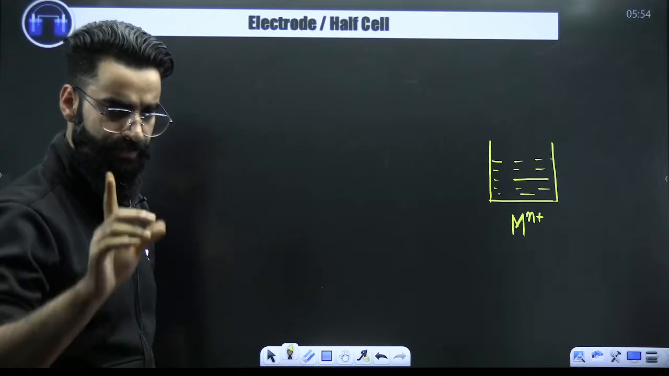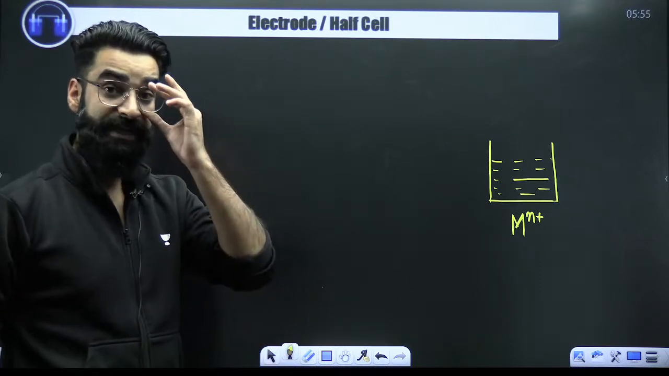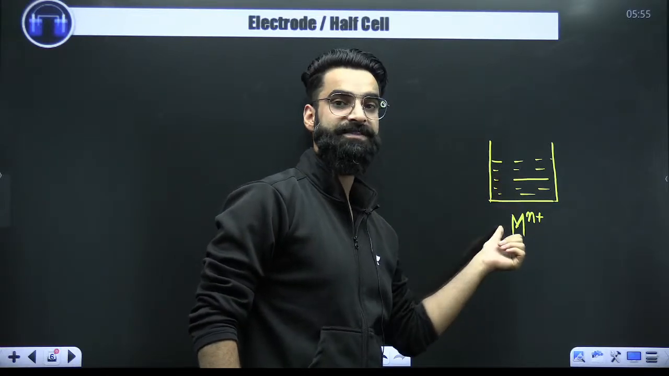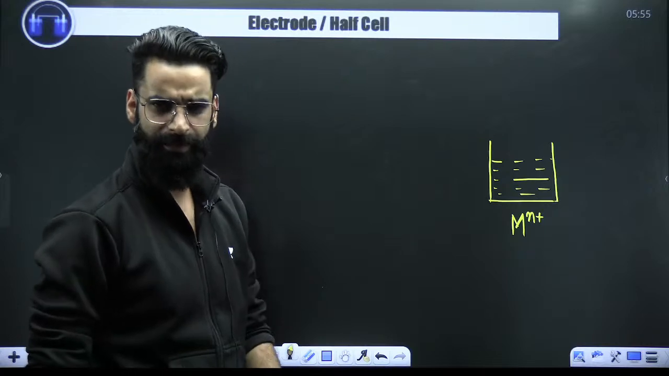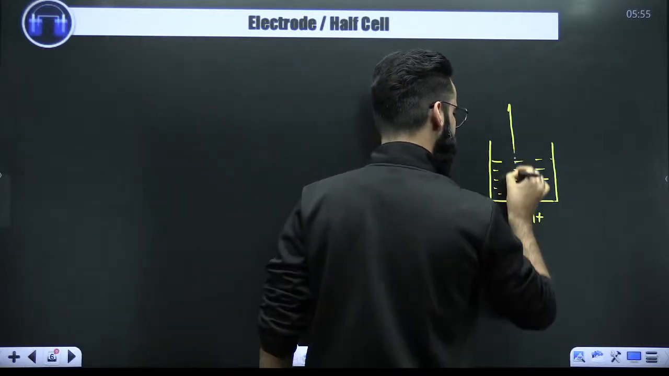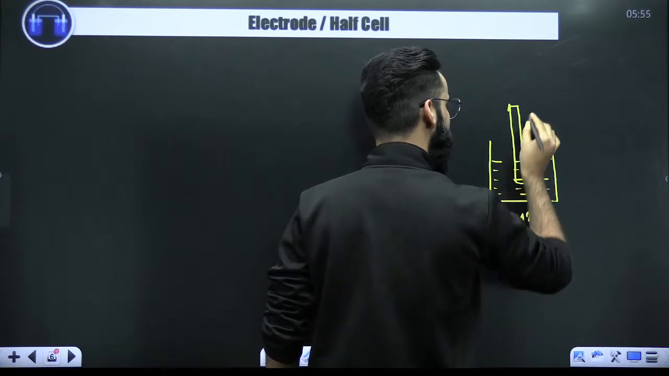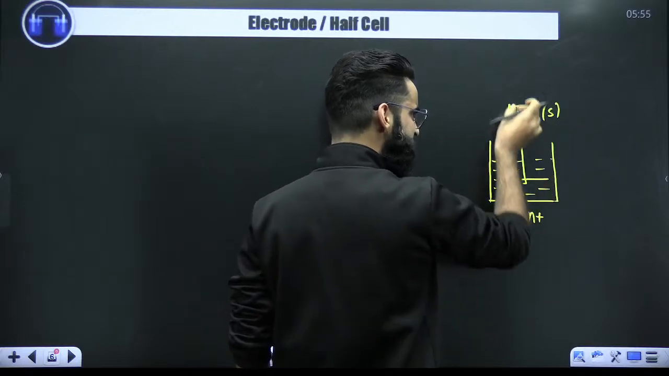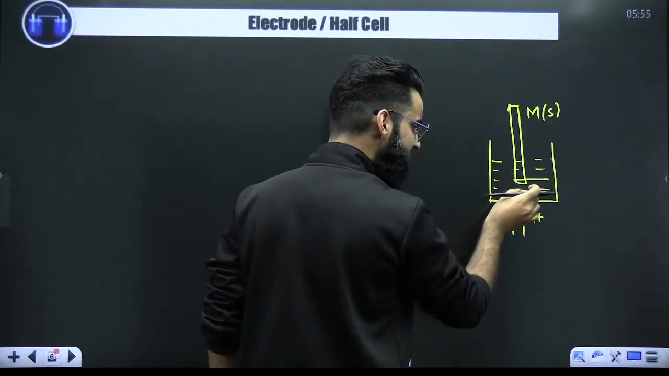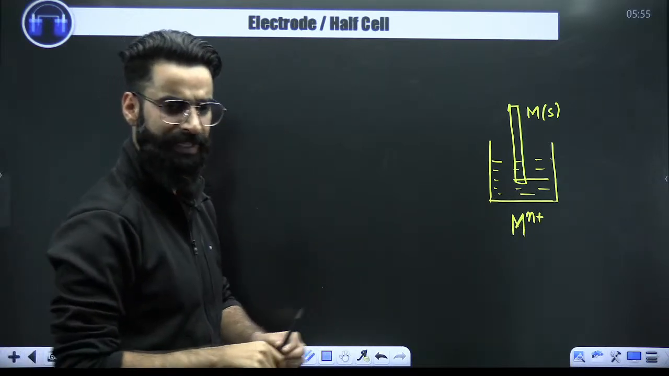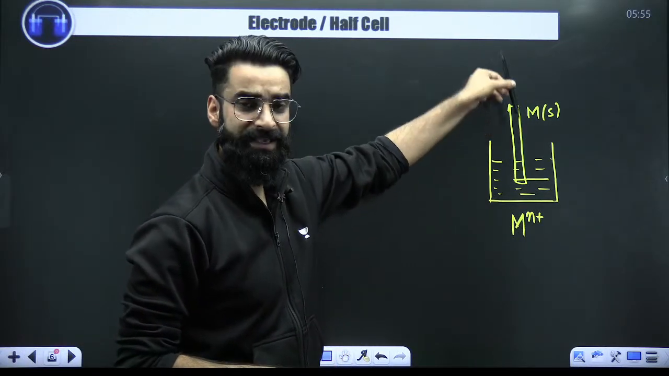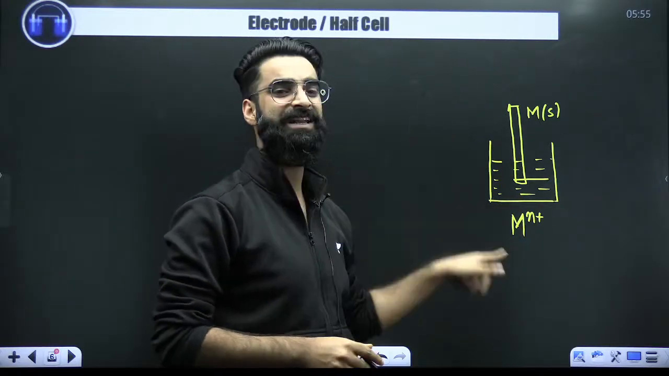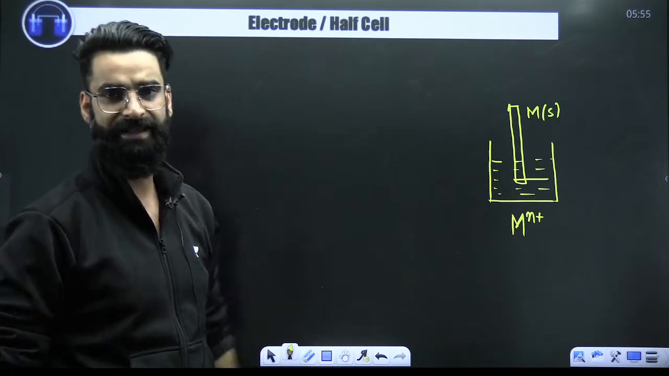All right, guys, try to understand what exactly I'm going to say. Imagine that this is the container, and in this container, you have kept the ions. Which ions? Mn positive ions, right? And in this particular container, you have dropped a rod. There is a rod which is made up of element M. And this particular rod is introduced into a solution containing its own ions, right? So I'll be calling this whole setup as electrode.